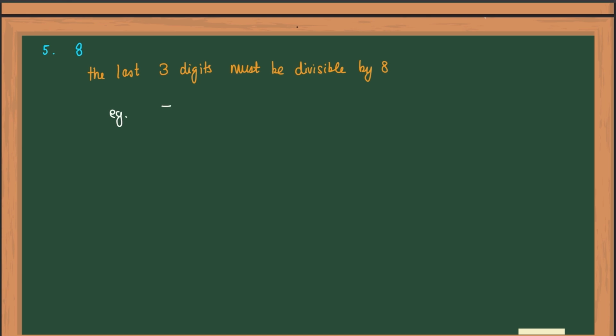If I am considering the example 78056, what are the last three digits? The last three digits are these. So I can write it as 056, or we can say it is simply 56. Now what we have to do? This must get divided by 8. We know that when 8 is multiplied with 7, it yields 56. So it means that this number is divisible by 8.